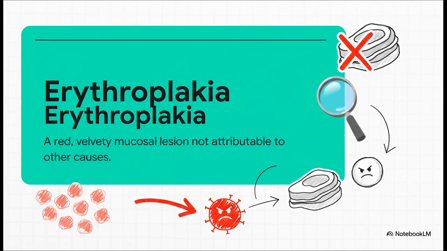And on the other side of the coin, we have erythroplakia. This one shows up as a red, often velvety patch. And just like leukoplakia, it's a diagnosis you make after ruling out other causes for a red lesion, like inflammation. That color difference? That's our first huge clue that something very, very different is happening at the cellular level.